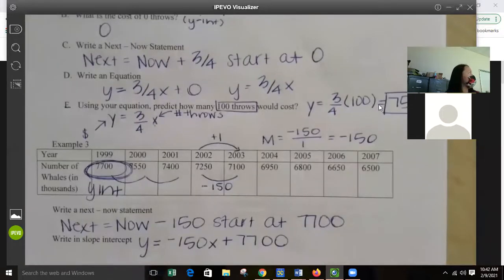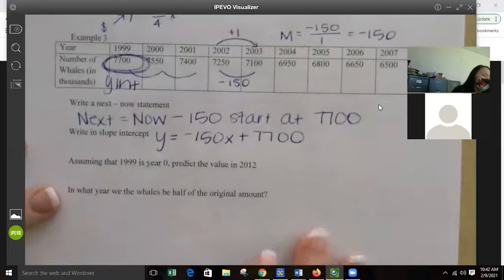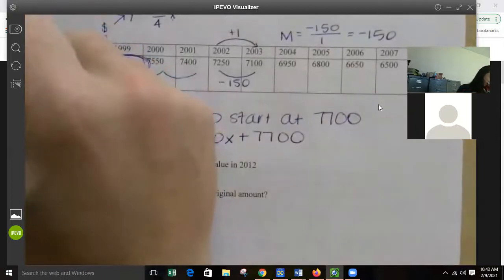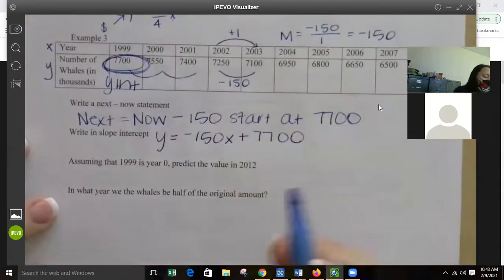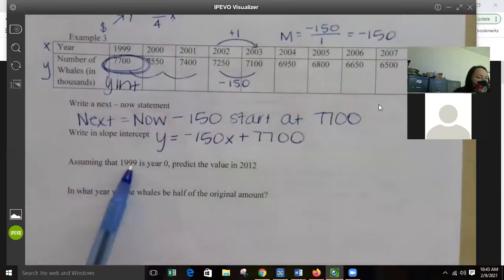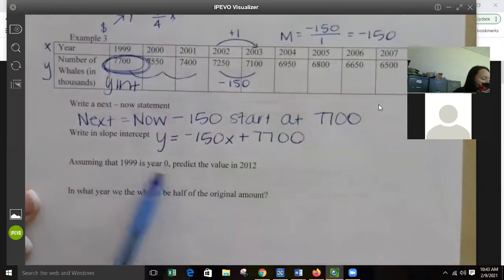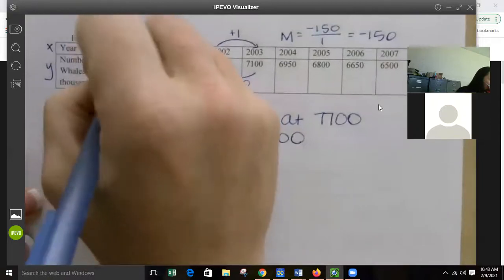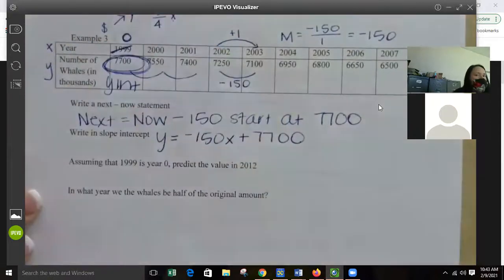All right, so now example three, you're gonna see where you plug into the Y as well. So everything we've had is X's, and that's the easy one, and everybody usually does really well on that. It's when we plug in for the Y that people mess up, okay? So let's look at this one. Remember, this is X, and this is Y. This one says, assuming that 1999 is year zero. So it says, change this to zero.